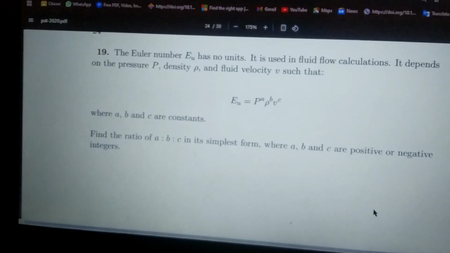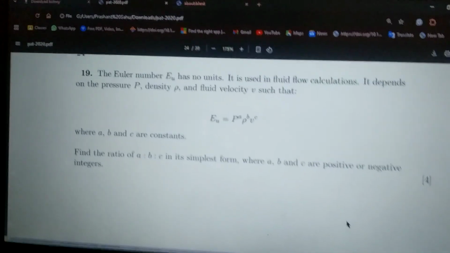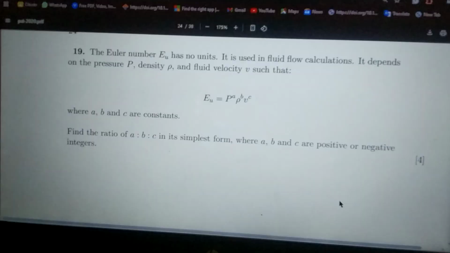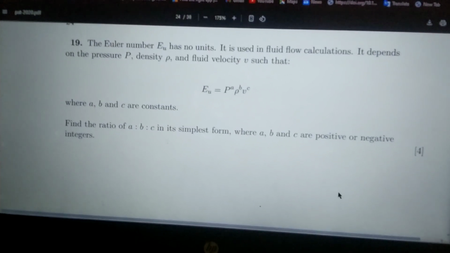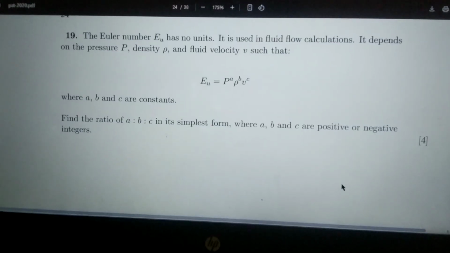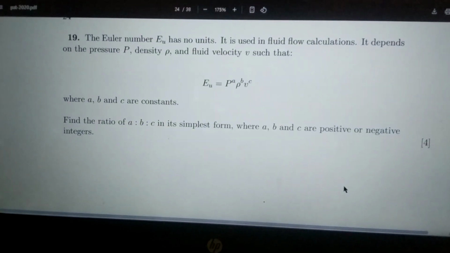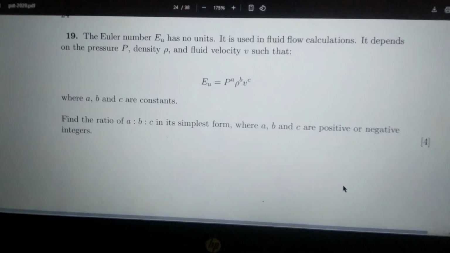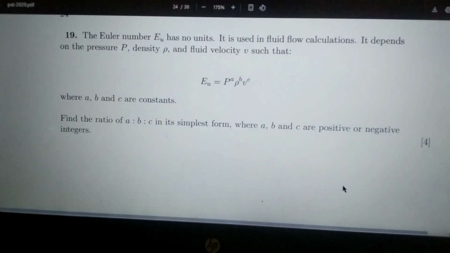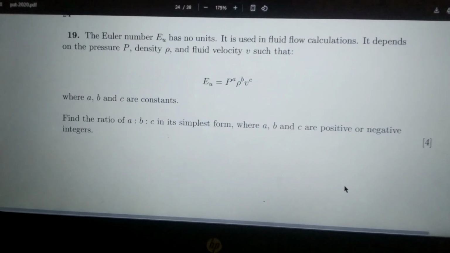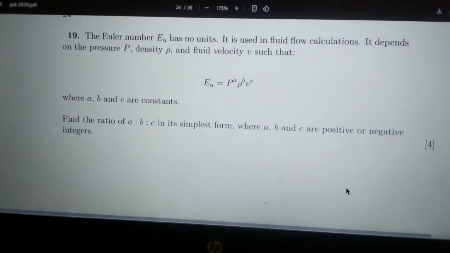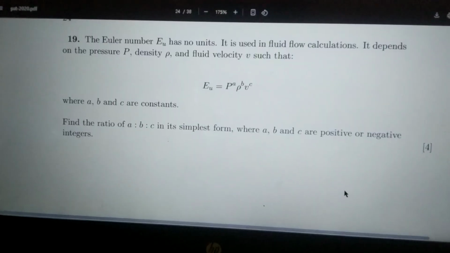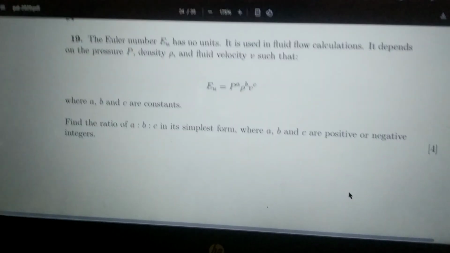It depends on the pressure P, density rho and fluid velocity V such that Eu is equal to P to the power a, rho to the power b and V to the power c, where a, b, c are constants. So here we will find the ratio a : b : c in its simplest form, and here a, b, c are positive or negative integers. So let me solve the problem.